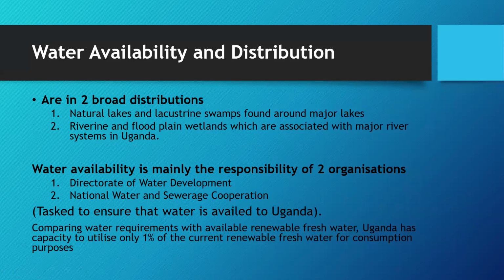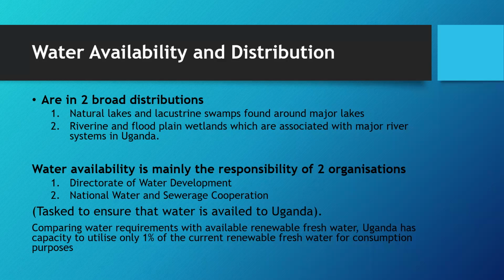Cautious, yes, I am on, so I can take on from there. Good morning, class. We are discussing water resources. We talk about water availability and distribution. We have two broad distributions. We have the natural lakes and lacustrine swamps found around the major lakes, and also the riverine and floodplain wetlands associated with major river systems in Uganda.